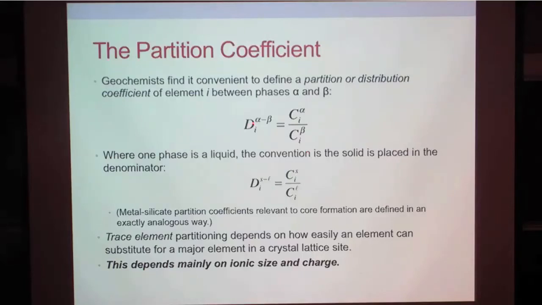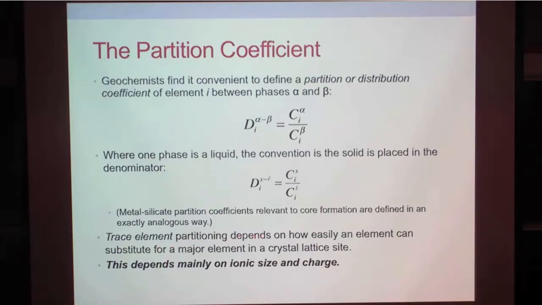Geochemists like to define a partition coefficient between phases alpha and beta simply as the concentration ratio at equilibrium of an element i between those two phases. Conventionally, where one phase is a liquid, the convention is to put the solid in the numerator and the liquid in the denominator. And metal-silicate partition coefficients relevant to core formation would be defined in the same way.